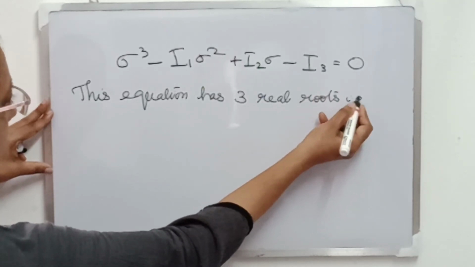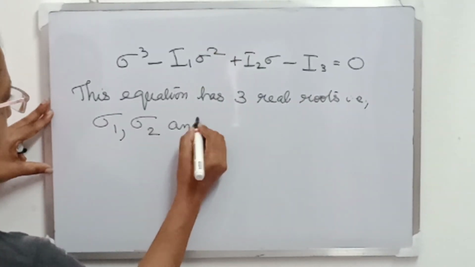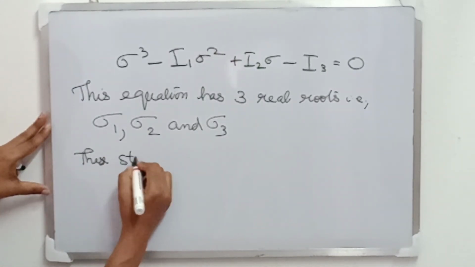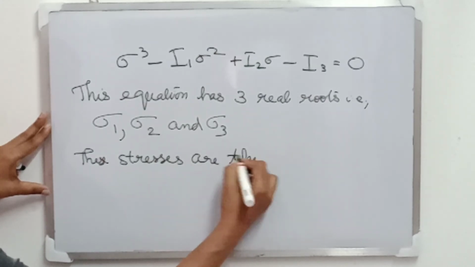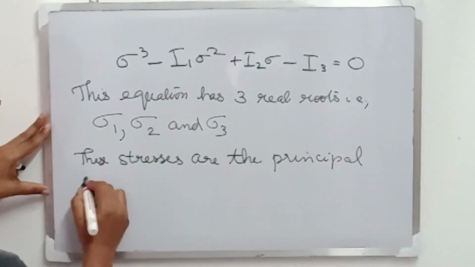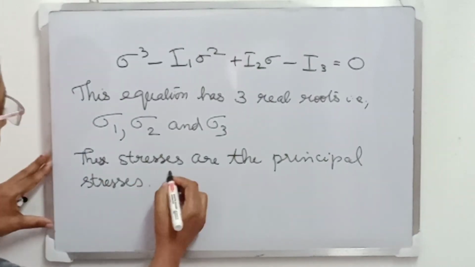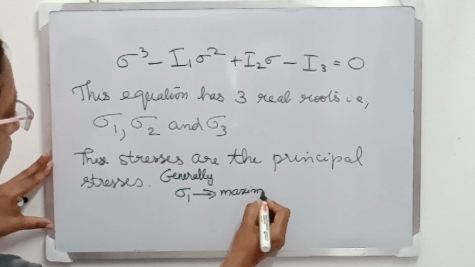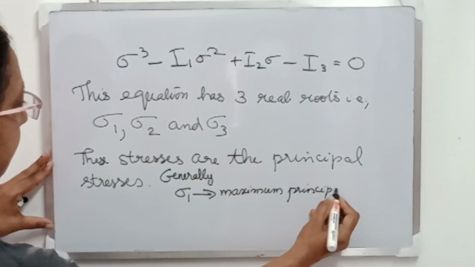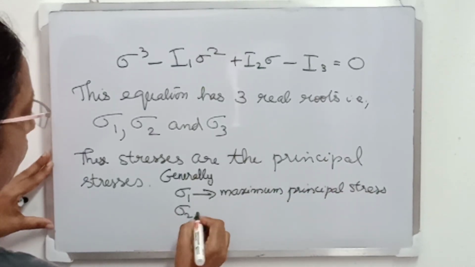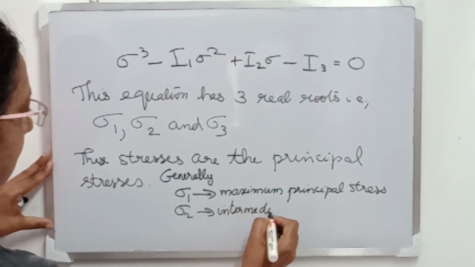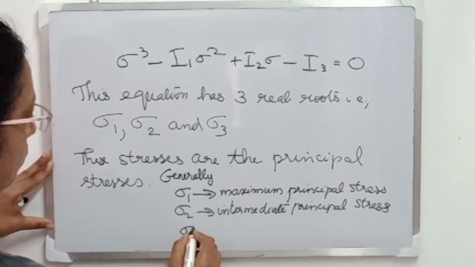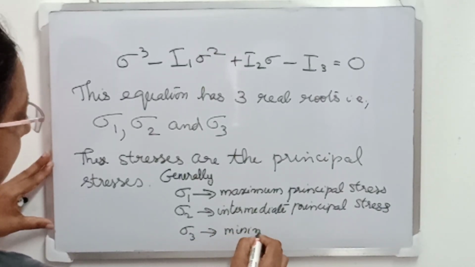This equation has three real roots, that is sigma 1, sigma 2 and sigma 3. And these stresses are known as principal stresses. So sigma 1, sigma 2 and sigma 3 are the principal stresses. And generally sigma 1 is the maximum principal stress, which has the maximum value. And sigma 2 is the intermediate principal stress. And sigma 3, which has the least value, will be the minimum principal stress.